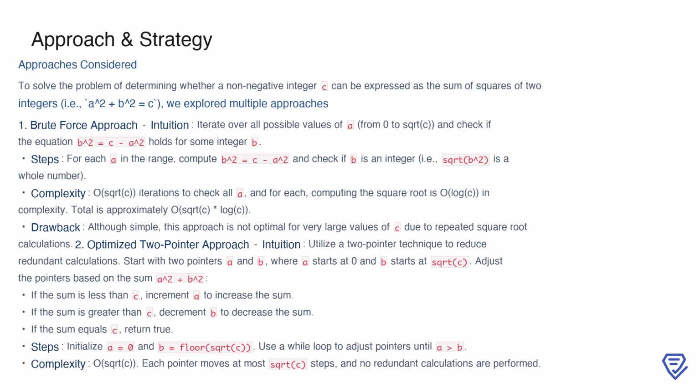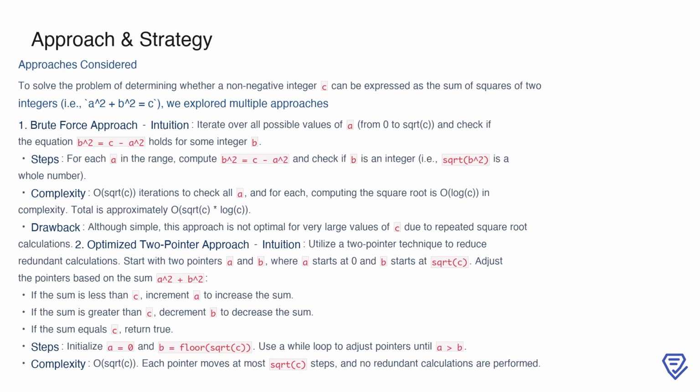While simple to implement, this method has a time complexity of approximately O(sqrt(c) log c), as calculating the square root for each iteration adds additional computational cost. This approach is not optimal for larger values of c due to its repeated square root calculations.